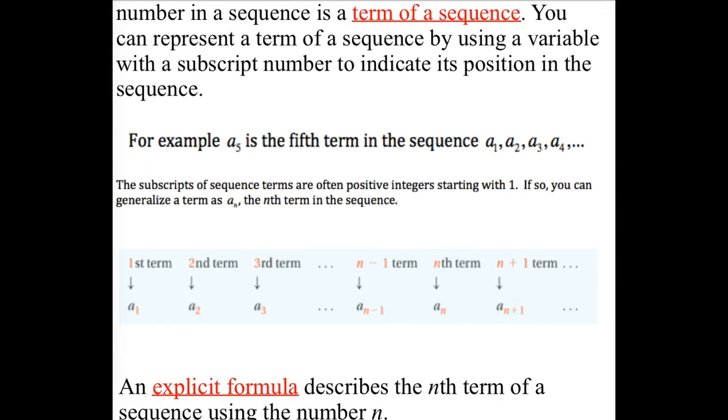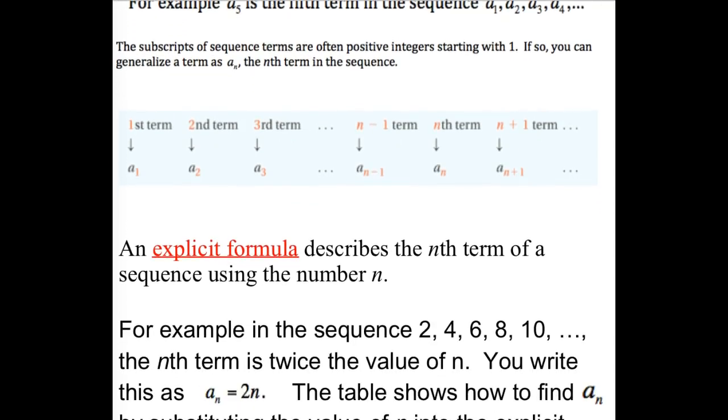For example, a with a little subscript of 5, we read that a sub 5, is the fifth term of the sequence a sub 1, a sub 2, a sub 3, a sub 4, etc. The subscripts of a sequence's terms are often positive integers starting with a 1. If so, you can generalize a term as a sub n, which would represent the nth term of a sequence. So our first term here would be a sub 1. Second term is a sub 2, and we're going to keep going until we get to the nth term.